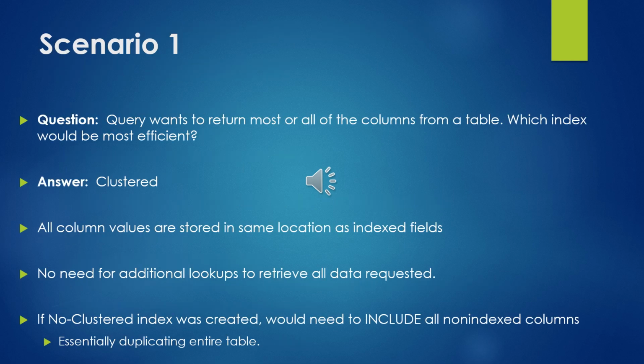Let's next discuss a few scenarios. In this first scenario, you have a query that wants to return most or all of the columns from a table. What type of index would make this the most efficient? The answer is a clustered index. Since all of the column values are stored in the same location as your indexed fields, SQL won't have to do any additional lookups to get all of the data you're requesting from it. If you created a non-clustered index, you would have to include all non-indexed columns, which would take up lots of space since you are essentially duplicating your entire table's data.